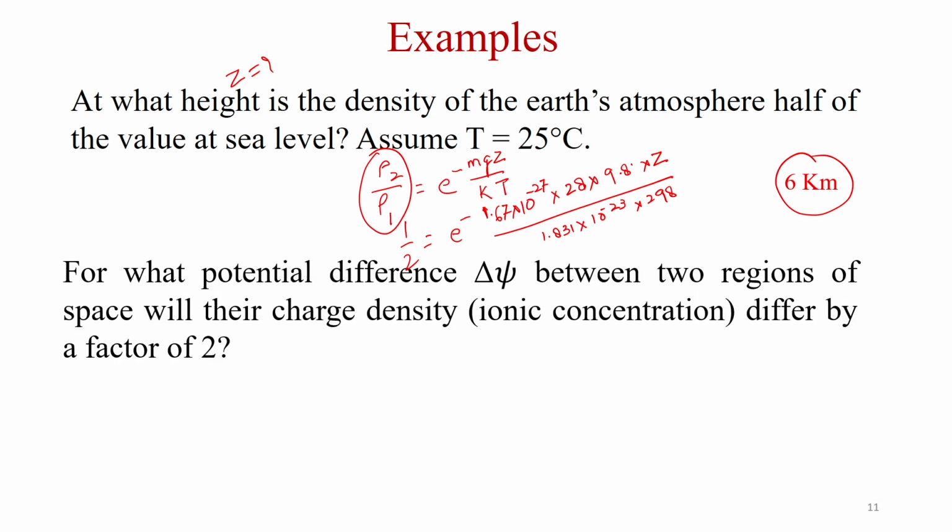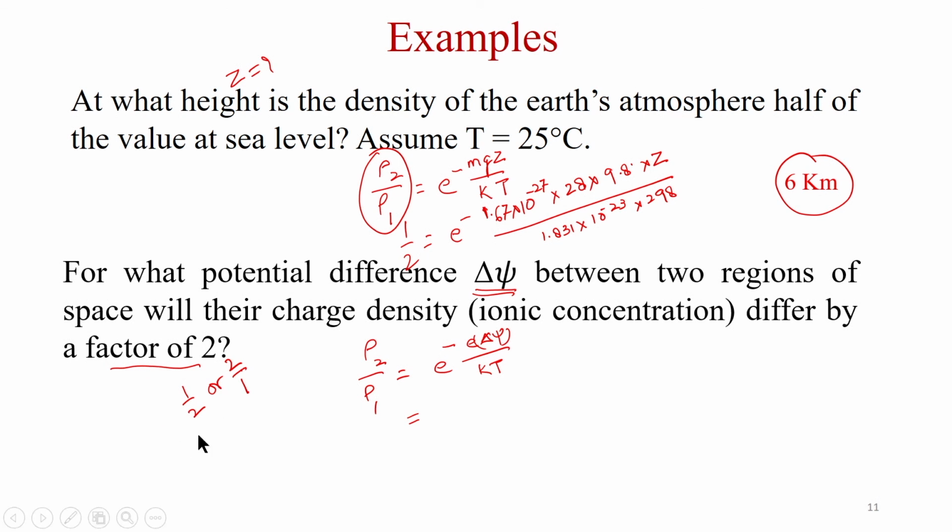So, we will quickly see another example for the potential difference. If you want to calculate the potential difference between the two regions where the charge density differs by a factor of 2. So, here again rho 2 upon rho 1 is equal to e to the power minus the potential, which here will be the electrical potential, so e delta psi upon k T. Now, the factor of 2 can be either 1 by 2, or 0.5, or it can be 2 by 1, because it is not given which direction it is going.